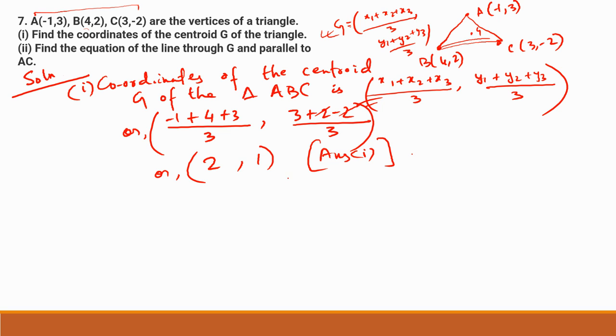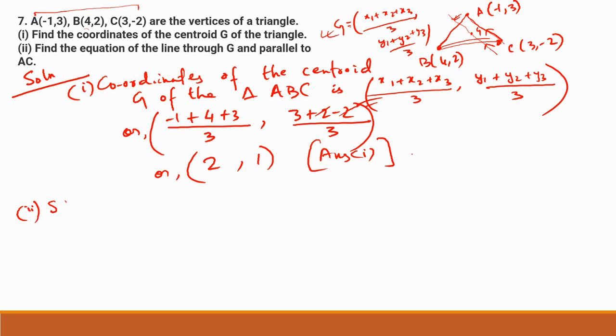Now find the equation of the line through G which is parallel to AC. So this is parallel to AC. Now they want a line like this. What will be the equation of this line if this line is parallel to AC? So what you have to do is find the slope of AC, which will be equal to the slope of this line.